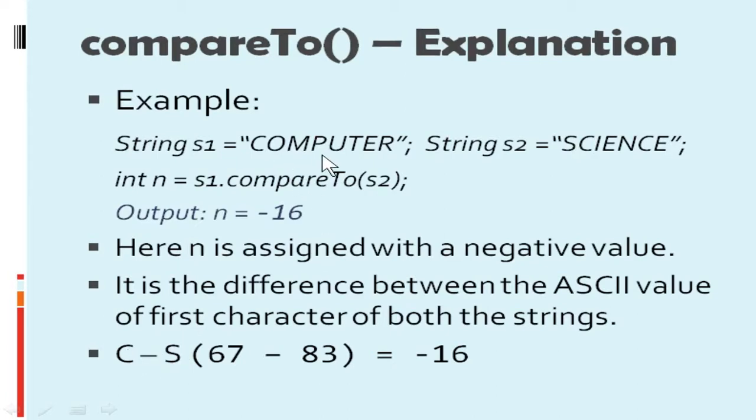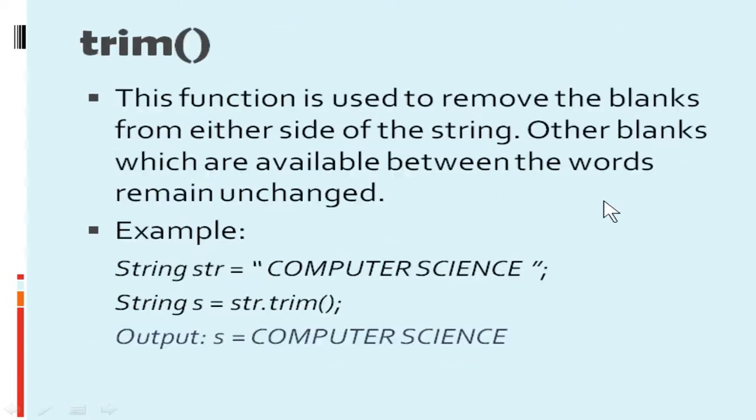So how does it subtract? It takes the ASCII value of the first character. The ASCII value of C is 67 and the ASCII value of S is 83. When you subtract 67 minus 83, you get minus 16. Since it is a negative value, you can conclude that the first string is smaller than the second. So this is how it compares and then displays the output.